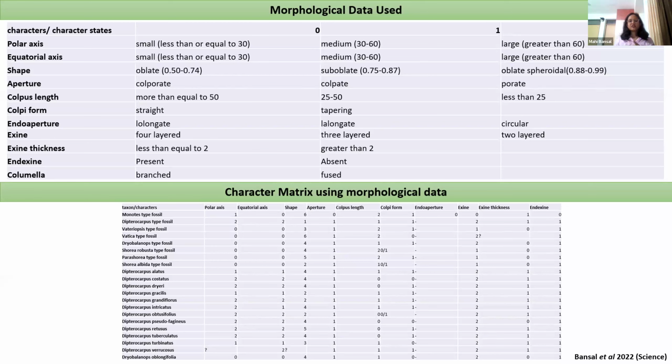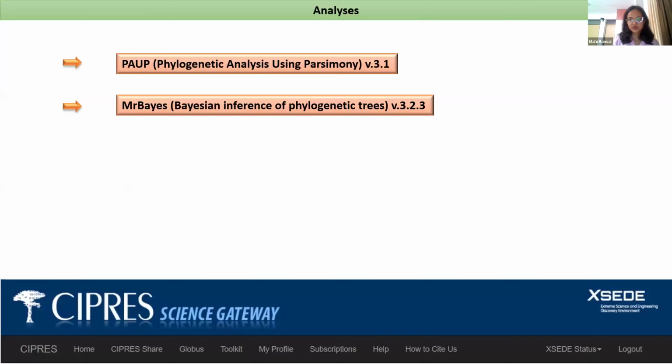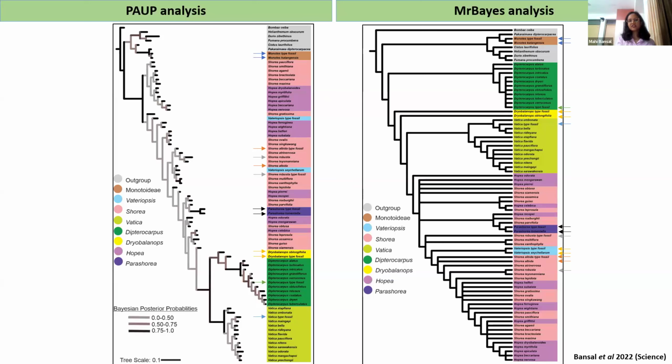So next, to evaluate the phylogenetic placement of these fossils, we constructed a morphological matrix that included the pollen morphology of all the available extant as well as fossil Dipterocarpaceae species. And then we analyzed this matrix using these two softwares that gave these two topologies as an output.